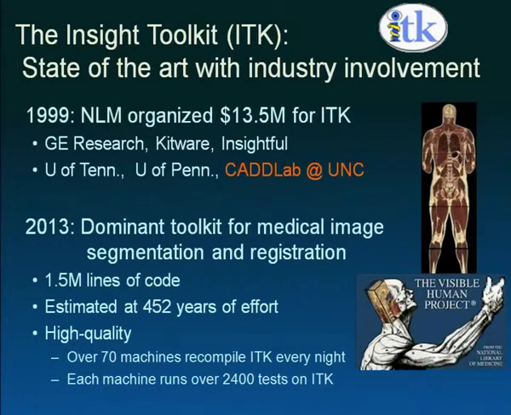Well, fast forward now to 2013, and it really is the dominant medical imaging system that's out there. 1.5 million lines of code, estimated at 452 man-years of effort have gone into this toolkit in order to do its development, and it's extremely high quality. Via CMake, it is recompiled every night on 70 or more different machines, a variety of different formats of machines, Mac, Linux, and so forth. And over 2,400 tests are run on each of those machines independently to verify that any change made that day on the toolkit hasn't broken the toolkit.